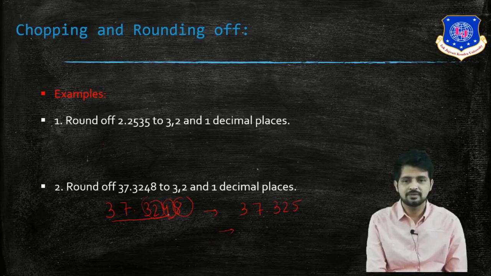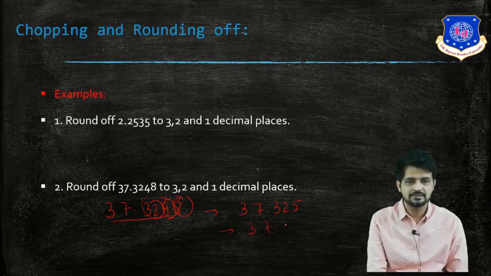Here the n plus 1th digit will be 4. 4 is again less than 5, so we have to neglect these 2. So my answer up to 2 decimal places will be 37.32.